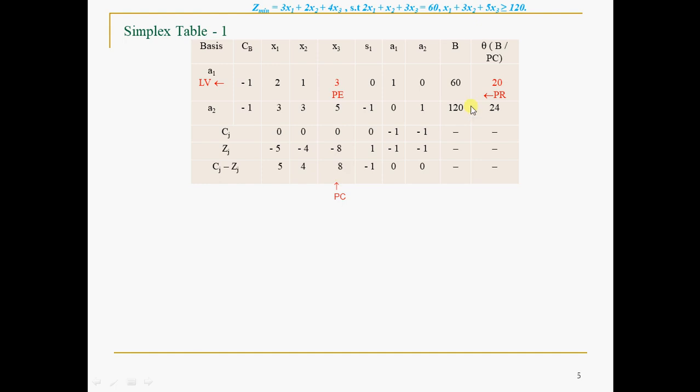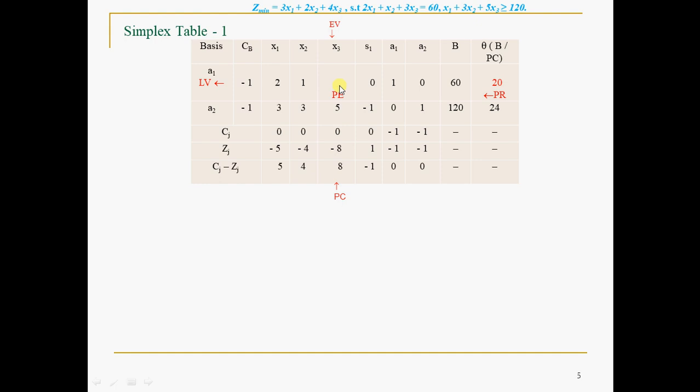Once you get the pivotal column, in the last column you get theta, the ratio, generally B divided by PC. This is 60 divided by 3, which is 20, then 120 divided by 5, and so on. You will get it only for the equation part. Now this is PR. The intersection element of PC and PR is called the pivot element. The pivot element is 3 here. The variable corresponding to PR is the leaving variable, so this artificial variable will leave in the next simplex table.